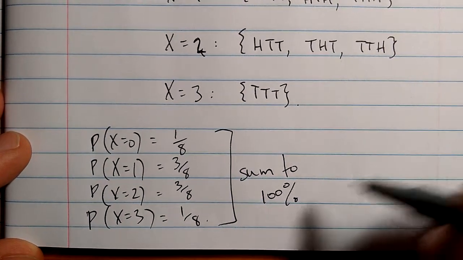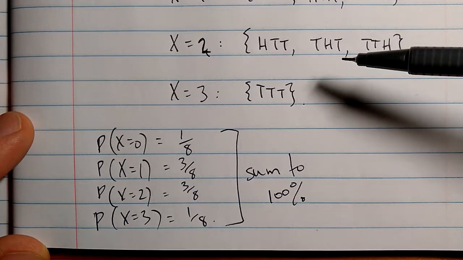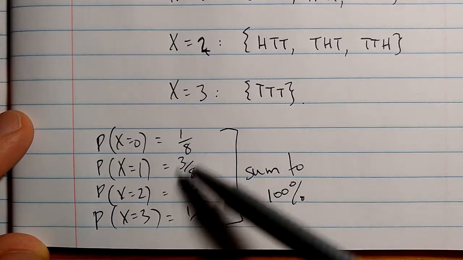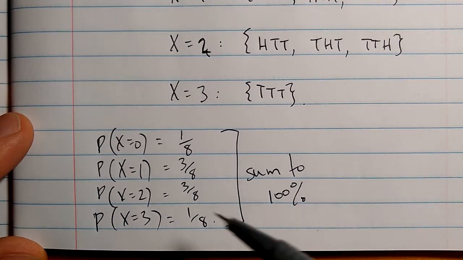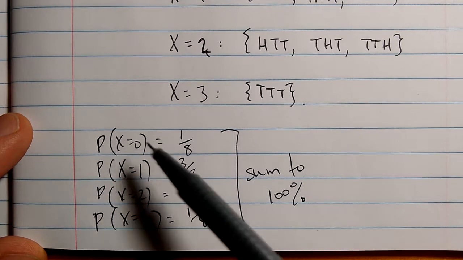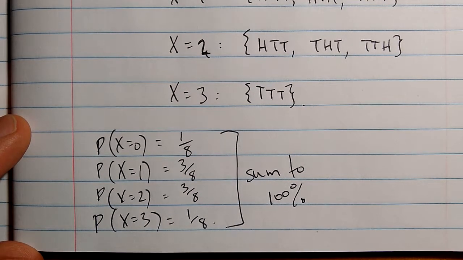I want you to notice these add up to, or sum to, 100%. All of the different outcomes have been represented, and so all of the probabilities are represented as well. They all add up to 100%. So this is normal. This always works this way. If you add up the probabilities of all of the possible values, you should get 100%.